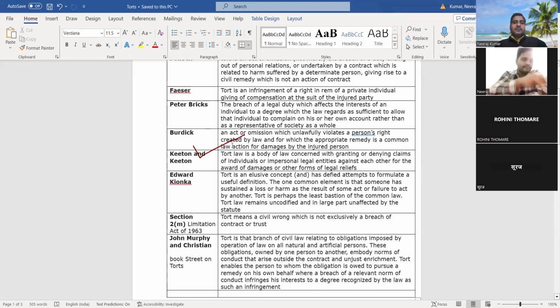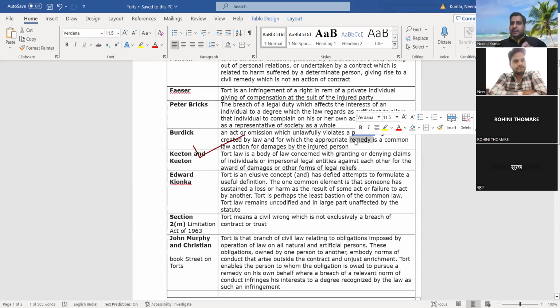Now Roderick is saying an act or omission which unlawfully violates a person's right. See, here everyone is talking about a person's individual rights, personal rights, right? That's why we are saying it's a civil injury created by law for which the appropriate remedy. Again, see, some people are saying remedy, somewhere people are saying compensation, some people are saying damages paid. The meaning is the same in very broad terms, by the injured person.